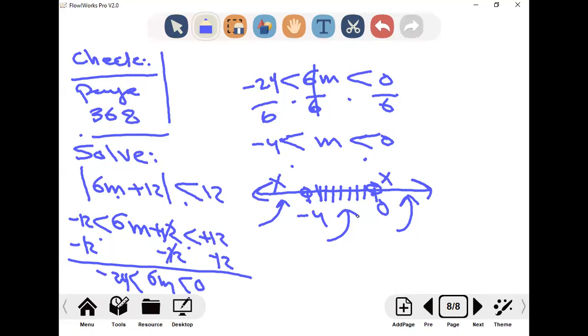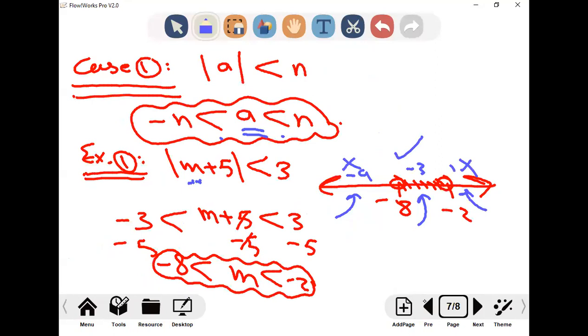It means that this absolute value should be non-negative. It cannot be negative. An absolute value that is less than a negative number has no solution. Done? Good. You want to copy?